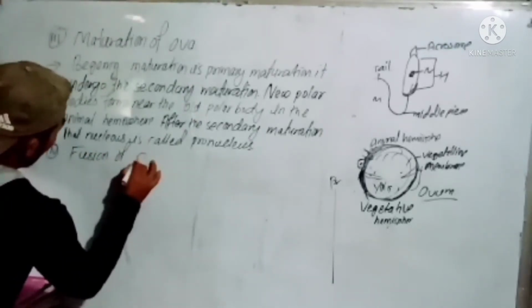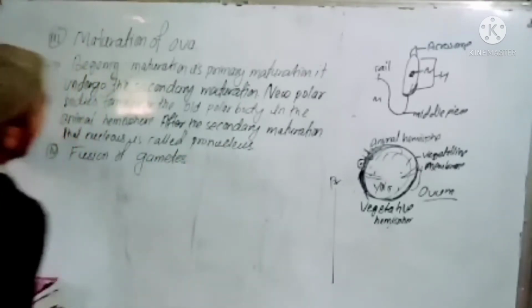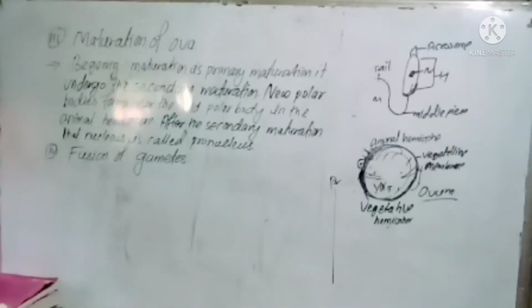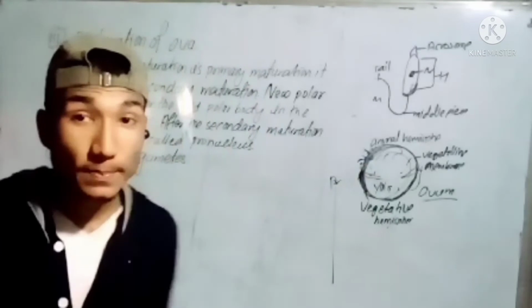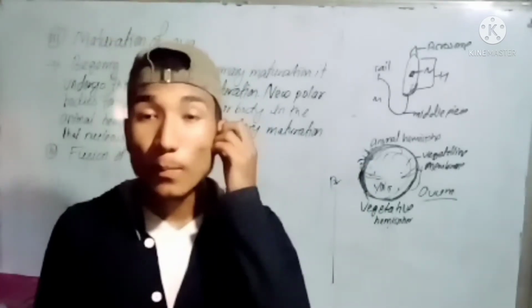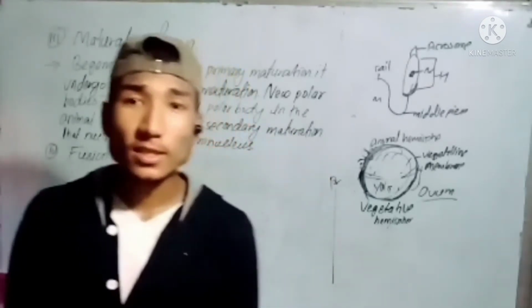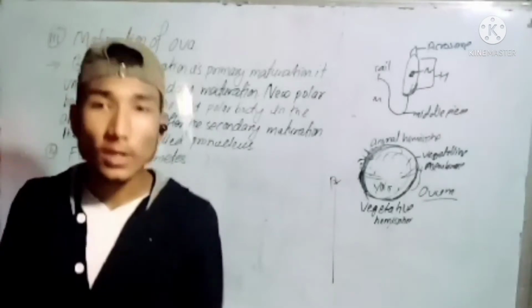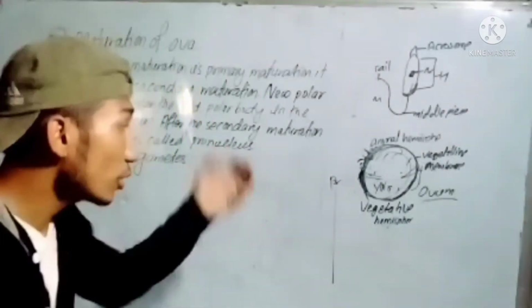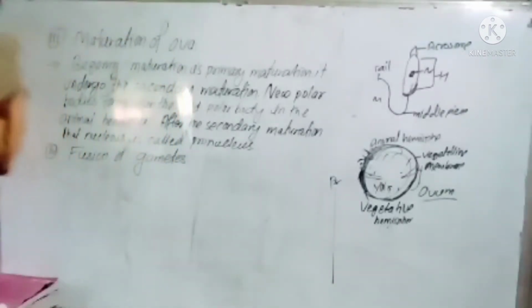Fusion of gametes. In the fusion of gametes, the nucleus present in the sperm, that sperm has also one nucleus. That nucleus has swelling movement, and due to the swelling movement, the nucleus is also converted into the pronucleus in the sperm.